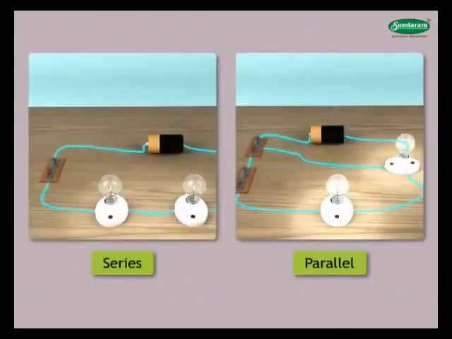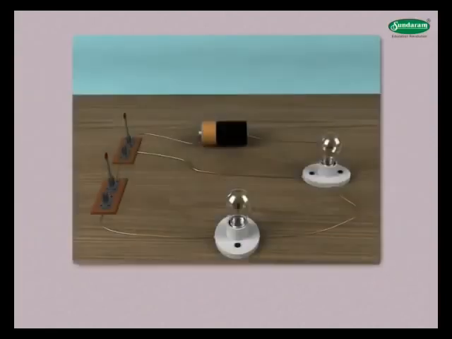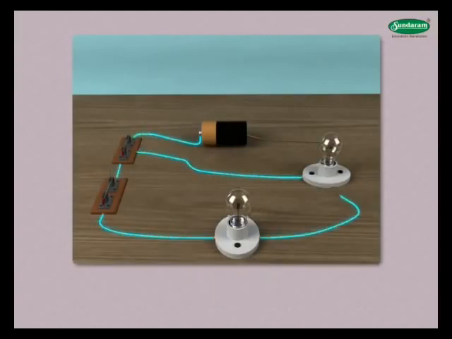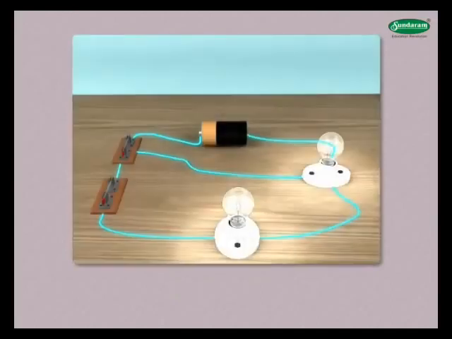Think, in which arrangement will the bulb be brighter? Why? The bulb will be brighter in parallel arrangement. In parallel arrangement, the effective resistance is less and the current is more. Therefore, the bulb glows more brightly in parallel arrangement.